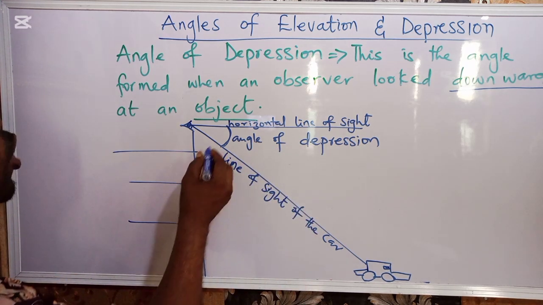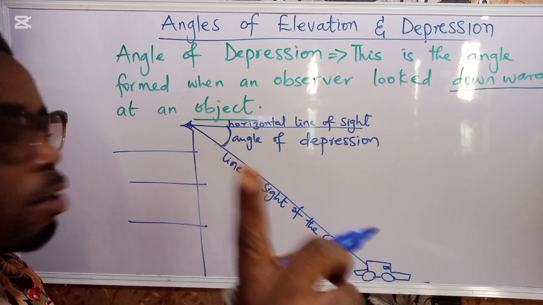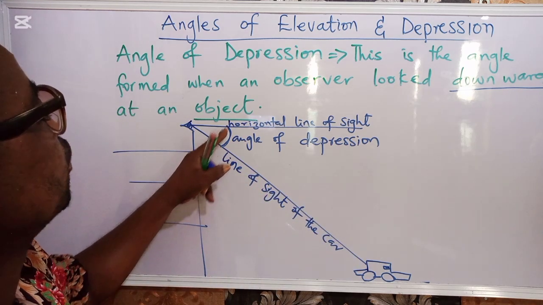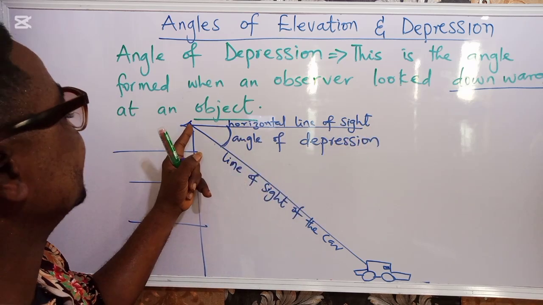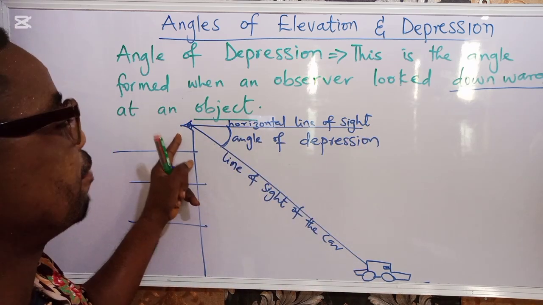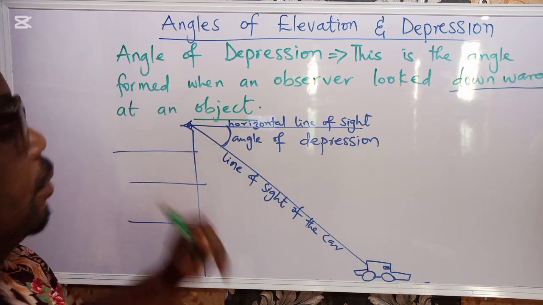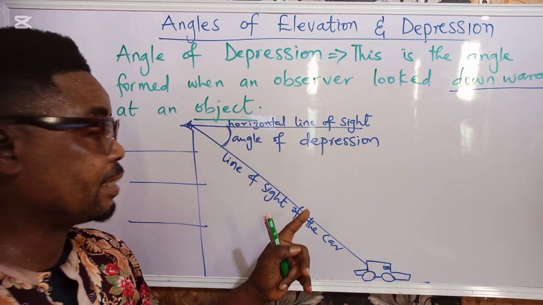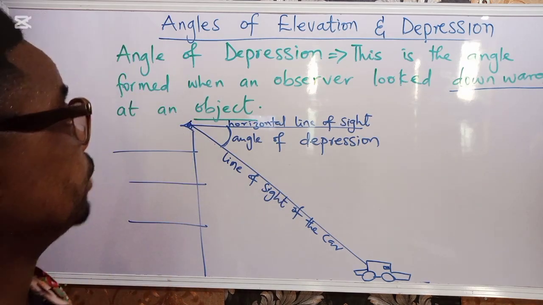For many students, we take this as the angle of depression. No, that is not the angle of depression. This is the angle of depression, the angle formed by the horizontal line of sight and the line of sight of the car below the observer. That is angle of elevation and angle of depression.